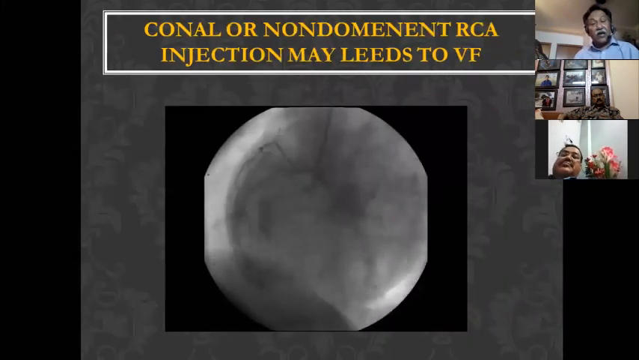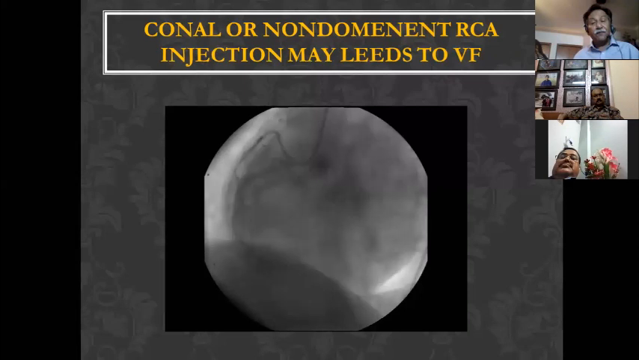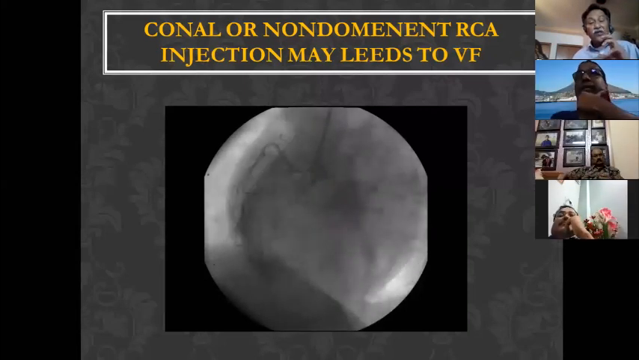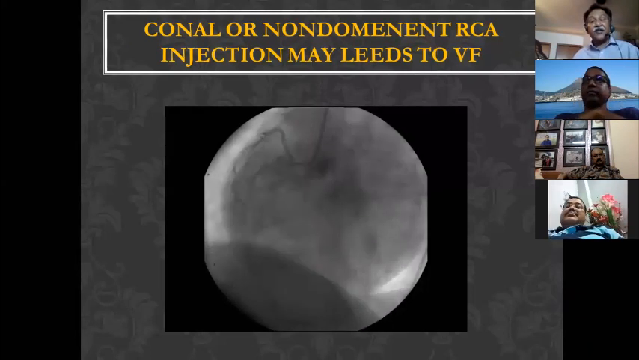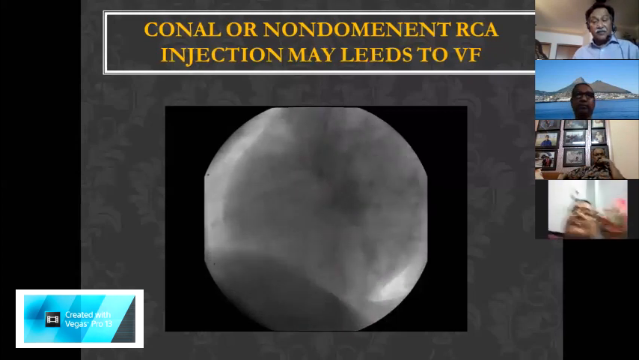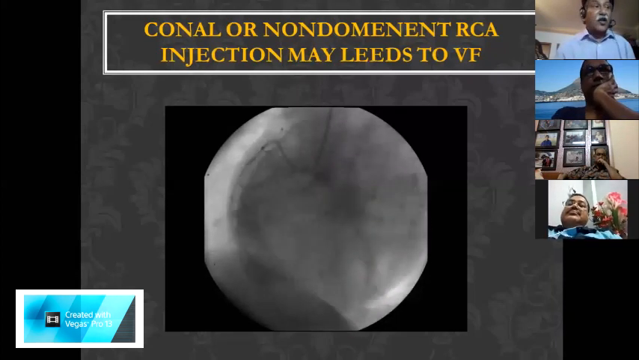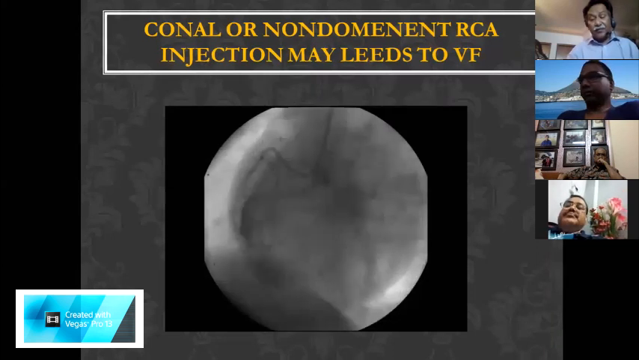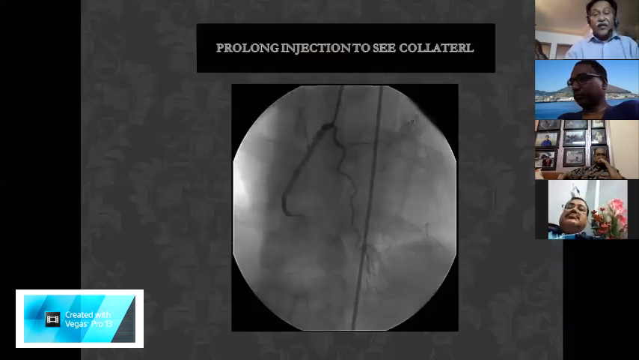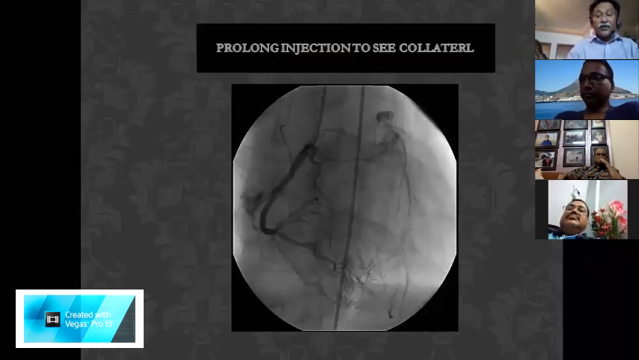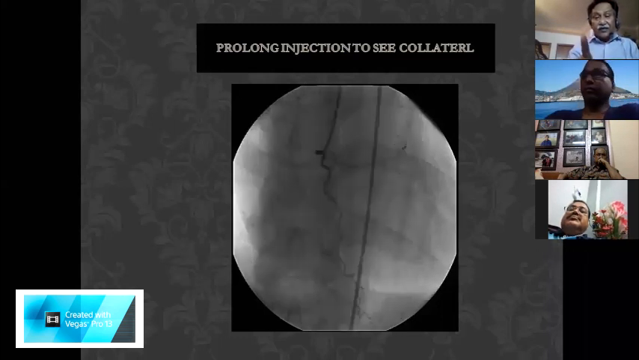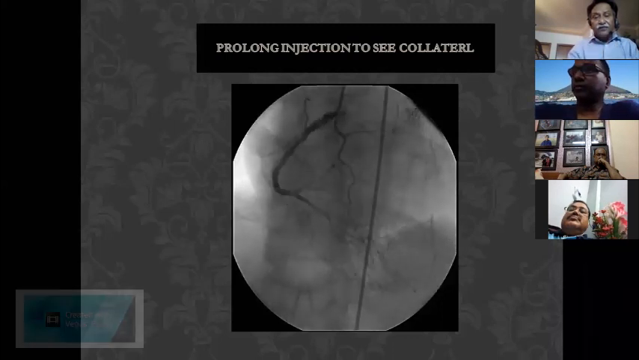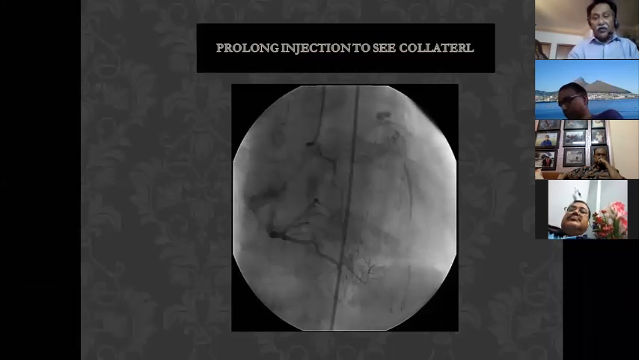Similarly, in a patient with a non-dominant vessel with a conal branch, if you inject the same amount of dye, it also can initiate arrhythmia like ventricular fibrillation. So be careful in injecting a non-dominant right coronary artery. And as I said, you need to have a prolonged exposure to see the collaterals. Is it a patient with a total occlusion of the LAD being retrogradely filled by the RCA through its PDA and also conal branch?